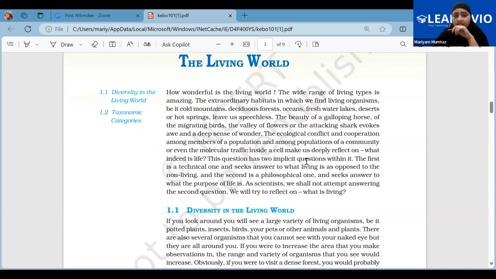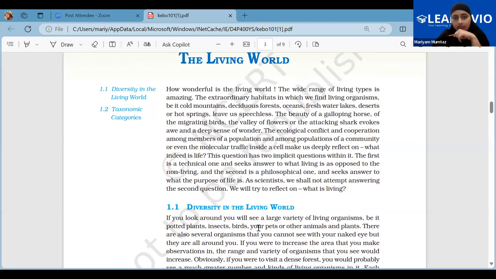Now, in today's class, you do not need to take down any notes because this is a PDF of the book only. After the class is done, I will send this PDF to each and every one of you, so you can read it. And in the next class, I'll give you the proper notes.